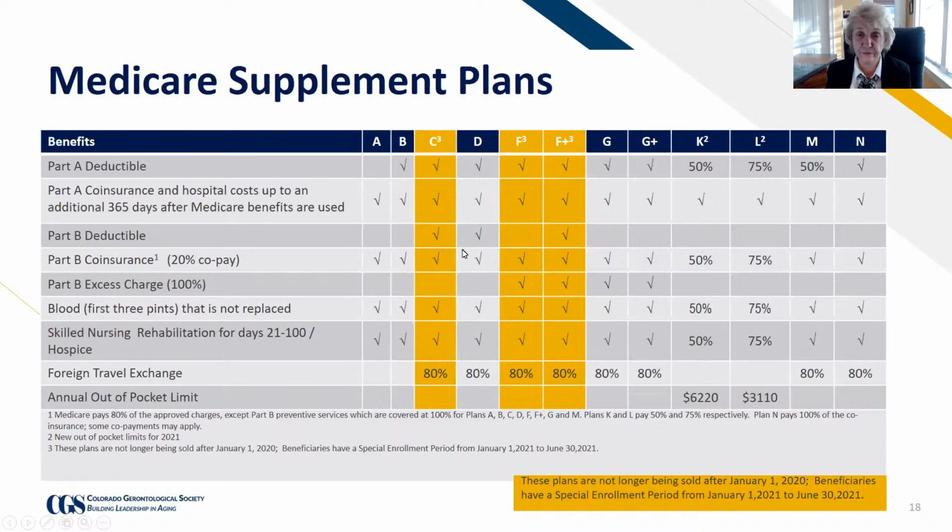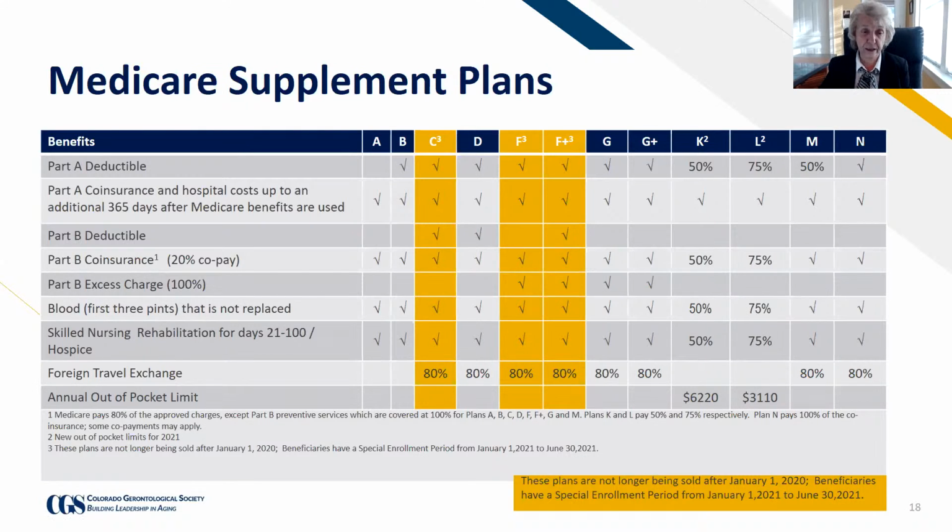What you should know with these companies is that because they cannot enroll new policyholders, most likely the insurance pools will decrease and the premiums will go up. Part B coinsurance, this is the 20%. As you can see, everybody pays some. Similarly, the excess charges, some plans pay, some do not.